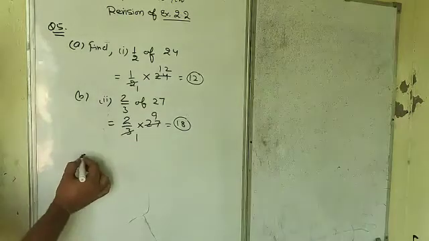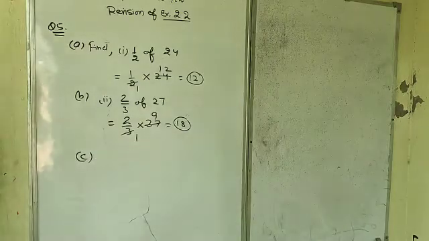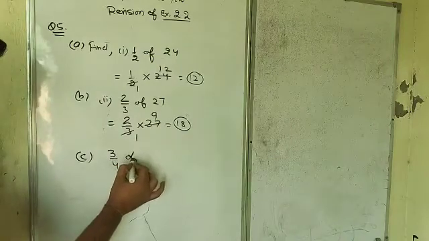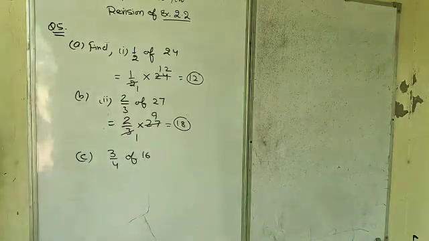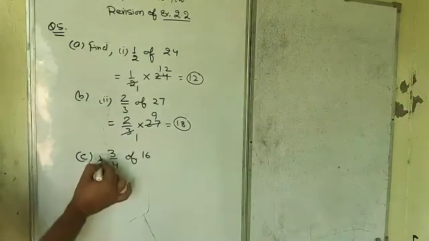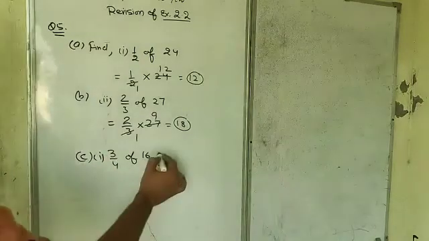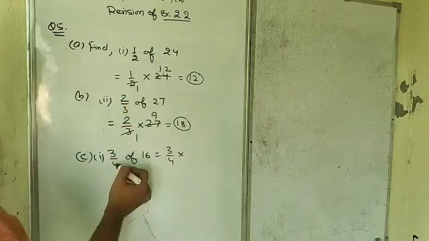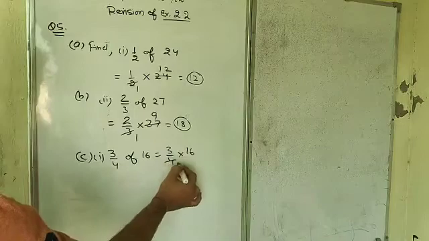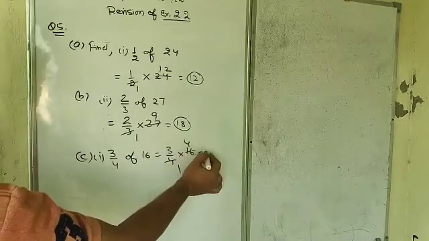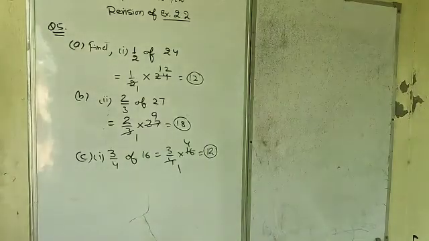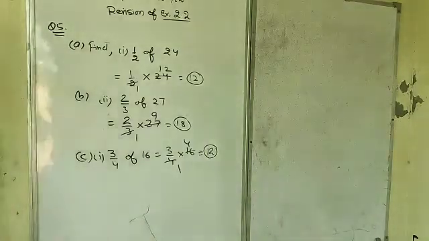पार्ट नंबर सी का हम करते हैं. सी का फर्स्ट पार्ट. 3 by 4 of 16. 3 by 4 of 16. Now let us simplify. 3 by 4 of means multiply. ठीक है, into 16. 4 1s are 4, 4 4s are 16, 4 3s are 12. So this is your part number C.